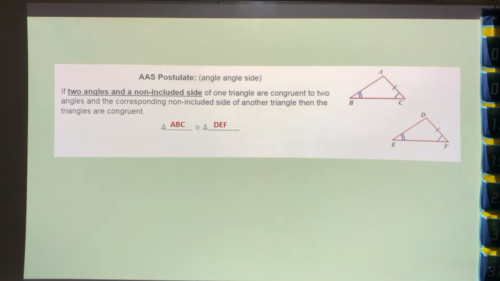Again, if I wanted to write the congruency statement, angle A is congruent to angle D. It doesn't have a congruency mark. Angle B has two congruency marks, and so does angle E. And angle C has one congruency mark, and so does angle F.